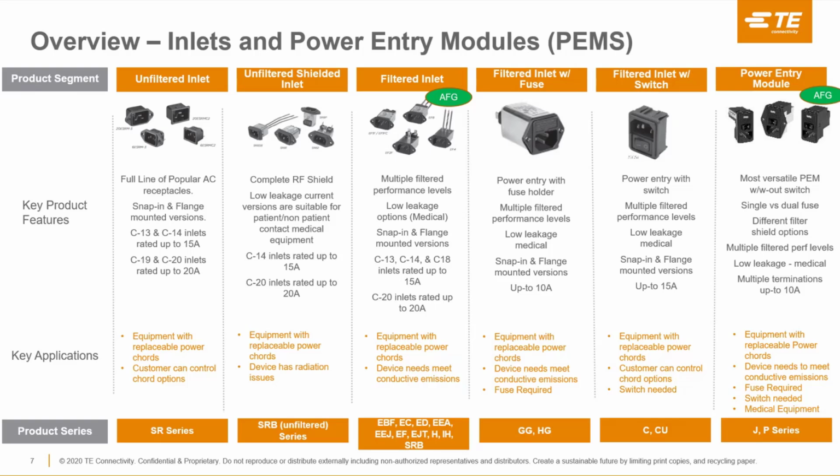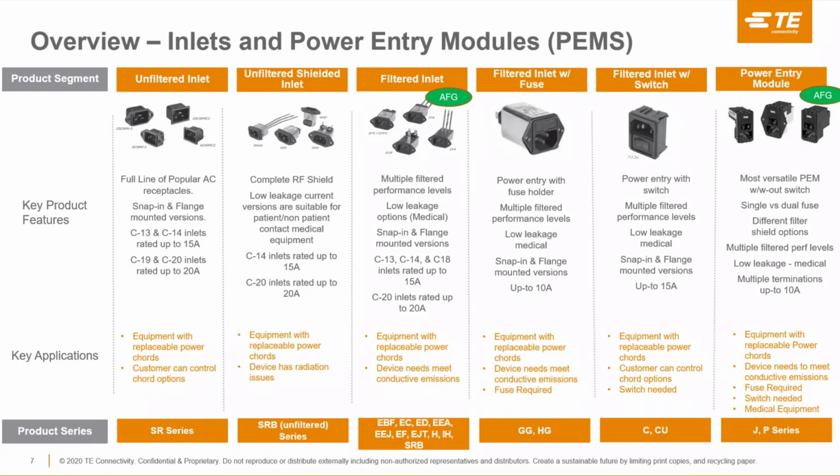Filtered inlet. So I have this listed as kind of an AGV application here because filtered inlets, we've started to see some design-ins with these on charging stations for AMRs. So multiple filter performance levels. It has the low leakage options for medical, and has snap-in and flange mounted versions. Again, it has the different cord interfaces. So you have a C13, a C14, and C18 up to 15 amps, and then C20 up to 20 amps. And again, equipment with replaceable power cords.